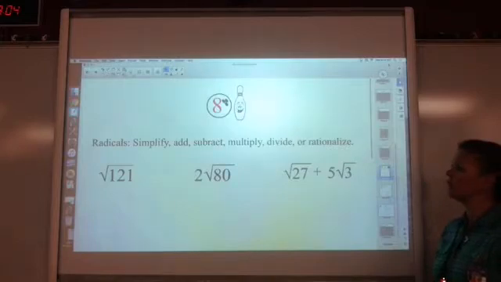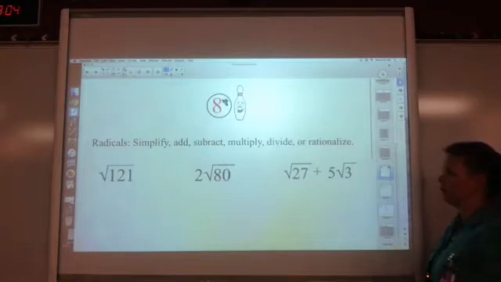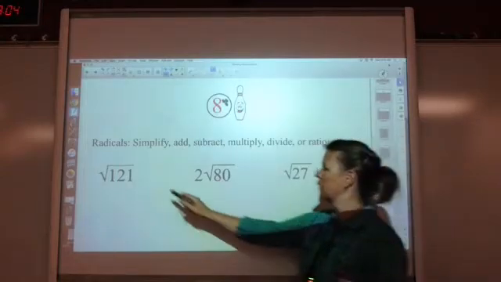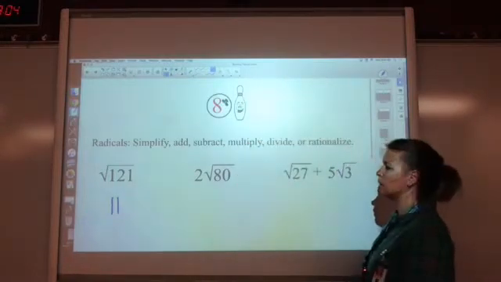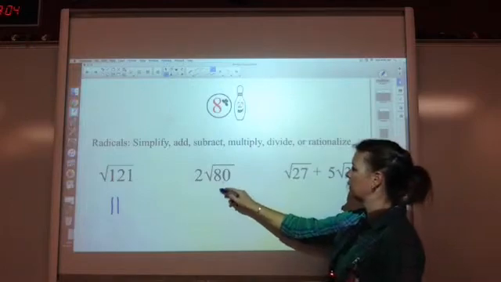Alright, frame 8, continued with radicals. You might have to simplify, add, subtract, multiply, divide, or rationalize. If it is a perfect square, meaning you can square root it and it becomes a whole number, you try it on your calculator: the square root of 121 is 11. Otherwise, we're going to try to break it down into perfect squares.